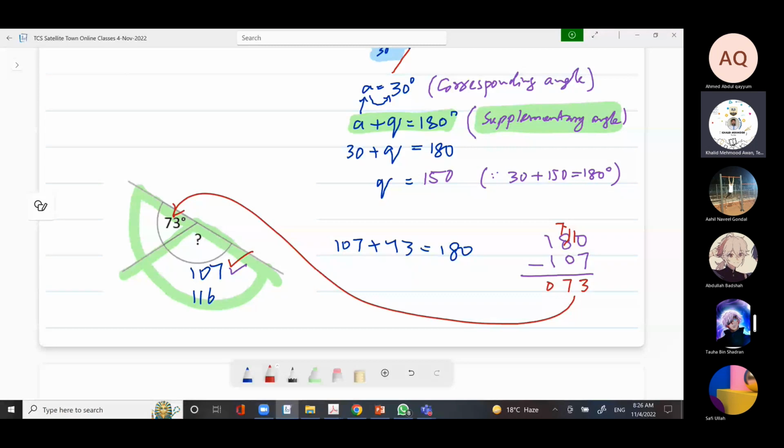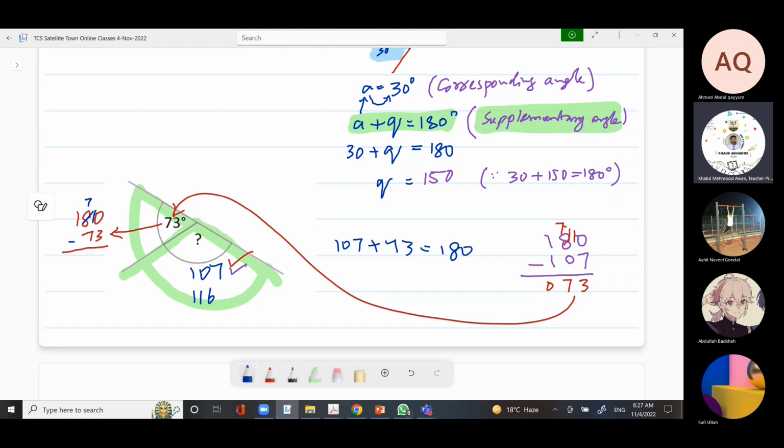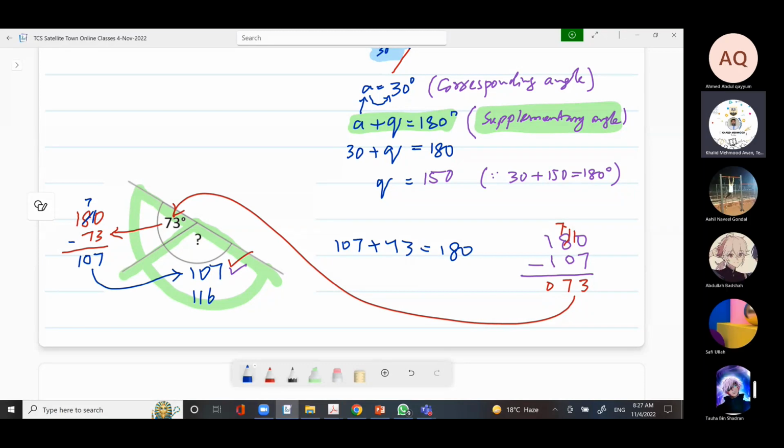And the other way is that if 180 is the total and we are subtracting one given angle, 73, we'll get the answer. So let's check it out. If I'm subtracting, so I'm carrying 1 from here, it becomes 7. So 10 minus 3 is 7, and 7 minus 7 is 0, and 1. So 107. Okay. So if we subtract the given angle, we'll get the answer. Okay. So this is how we do it.